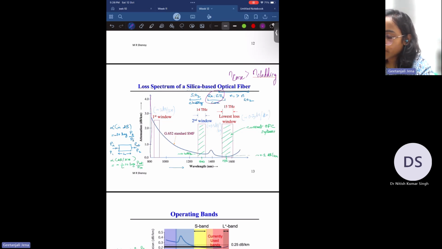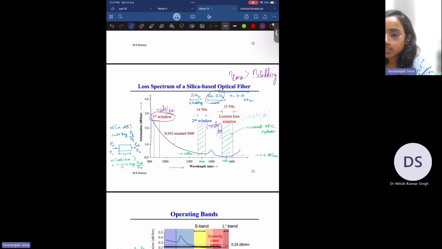And there are different windows that have been proposed at different times. The first window, proposed earlier, has losses around 2 dB per kilometer. And then comes the second window, around 1300 nanometer, which has losses around 0.5 dB per kilometer.